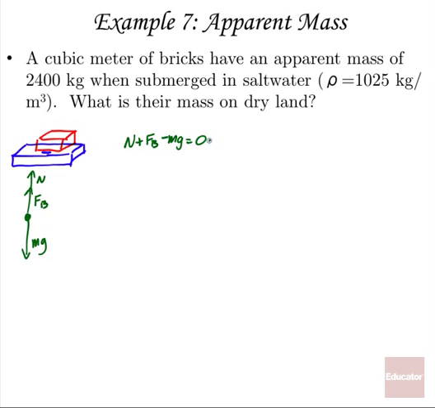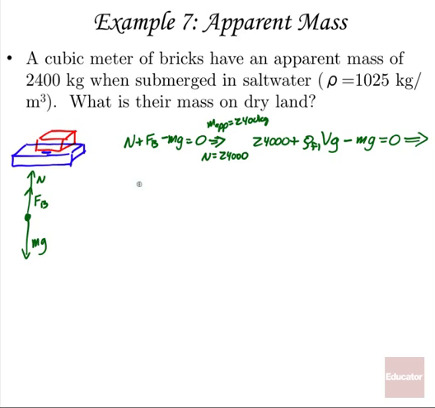They're not accelerating. Therefore, we could write that, well, knowing that the apparent mass is 2,400 kilograms, that means the normal force, which must be mg, it must read that that's normal force of 24,000 newtons. So 24,000 plus the buoyant force, density of our fluid, times the volume of the fluid displaced, times g, minus mg equals 0.